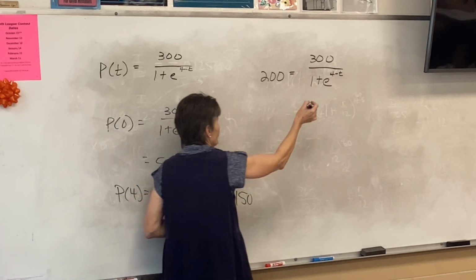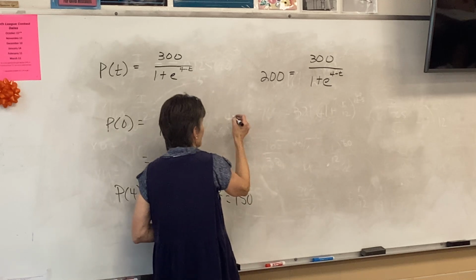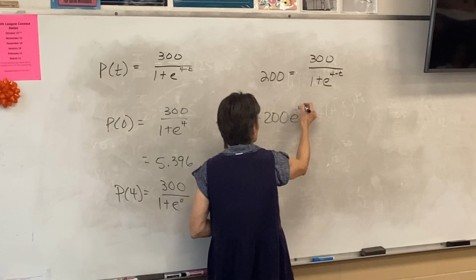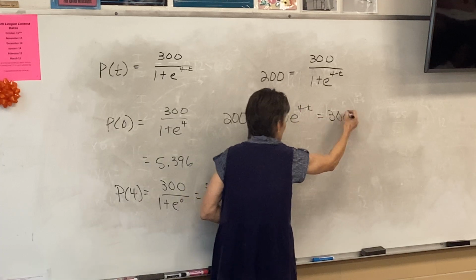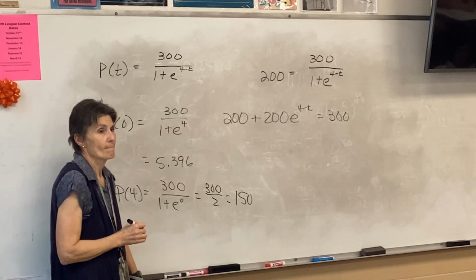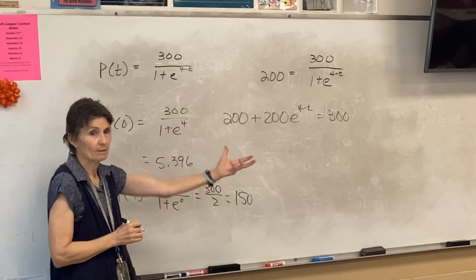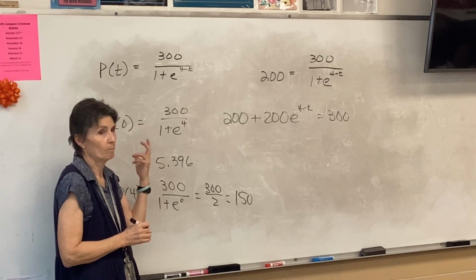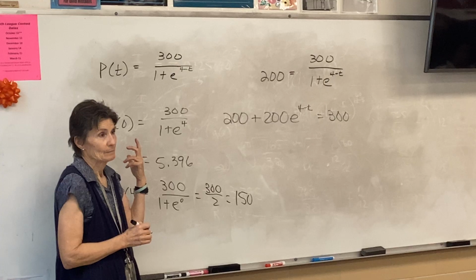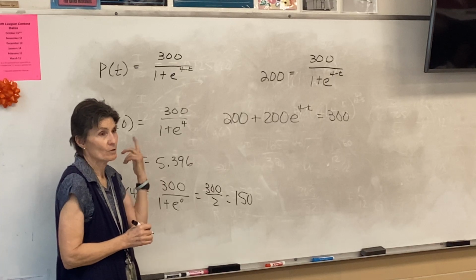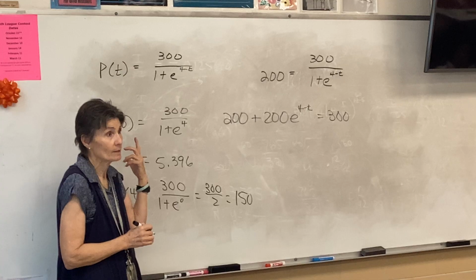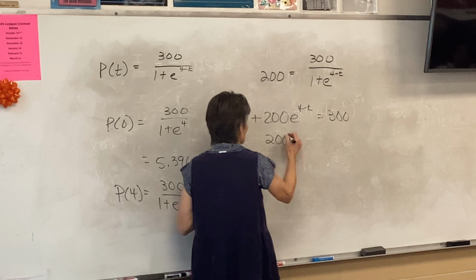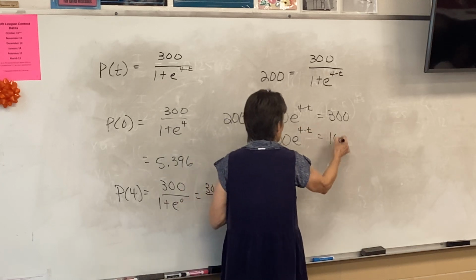First, I'm going to move this to the other side. So 200 plus 200 e to the 4 minus t equals 300. Right? Get rid of that denominator. This was the bonus question you all blew. Notice it's on the review sheet now, so it won't be a bonus. You know how to do it. So we'll bring that denominator over. Now let's move that. So 200 e to the 4 minus t equals 100.